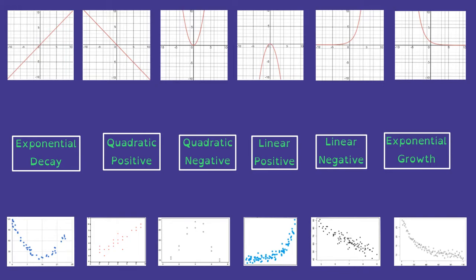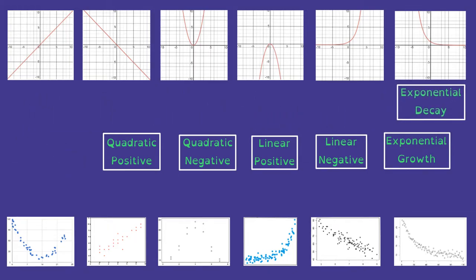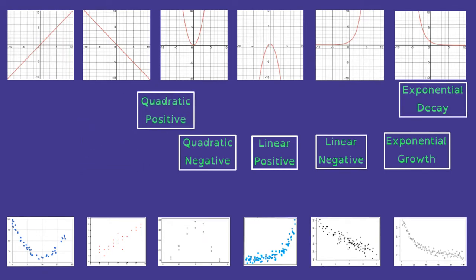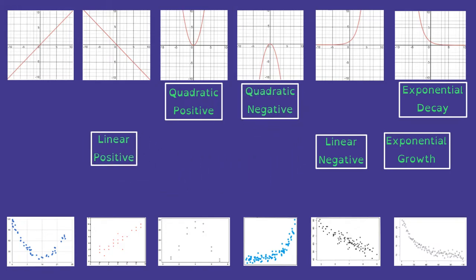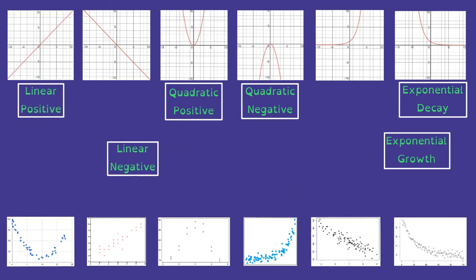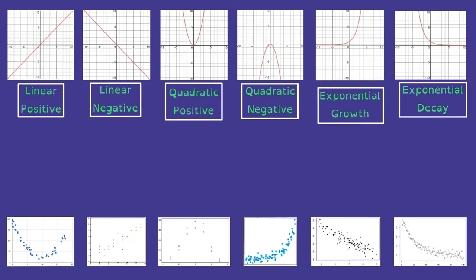Starting with the exponential decay, we know this one's going to start in the top and go to the right and down. So that'll be the far right graph. The quadratic positive is a parabola that opens up, so that's that one. And then we're going to do quadratic negative, meaning the parabola is opening downward. Then we have linear positive, that's the line that's going in a positive slope. That'll be our first graph. Then we have our linear negative, so the line with the negative slope, and then exponential growth, our last one, going to the right and up.